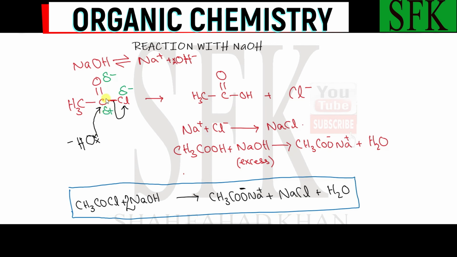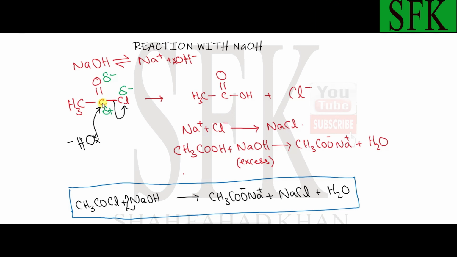The partially positively charged carbon atom will be attacked, and since carbon is tetravalent, this time the carbon chlorine bond breaks directly and chloride ion is removed, and the carboxylic acid is formed. The two carbon carboxylic acid, the ethanoic acid, is formed. This chloride combines with the sodium ion from sodium hydroxide ionization, forming sodium chloride.